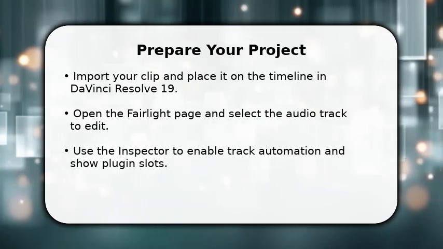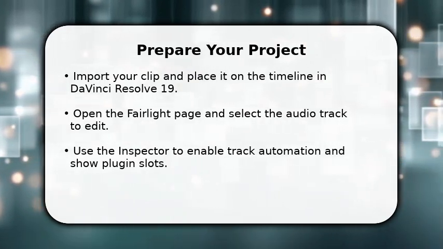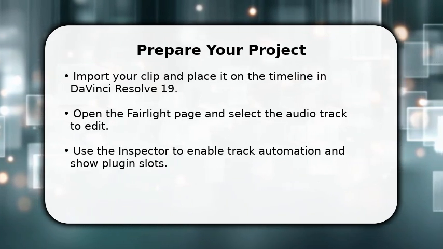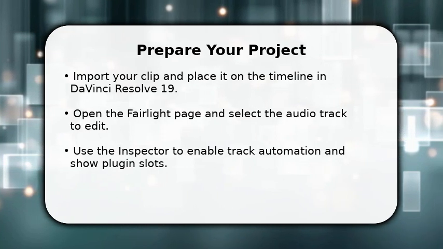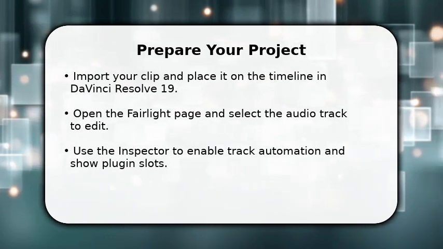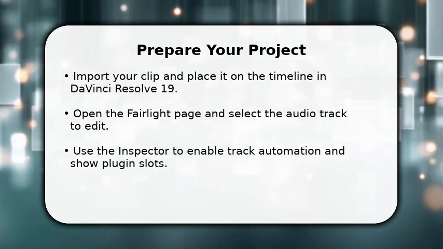Start by importing your clip and placing it on the timeline in DaVinci Resolve 19. Switch to the Fairlight page so you can access advanced audio tools. Select the specific audio track you want to clean and open the inspector panel on the right. Enable track automation if you plan to adjust levels over time.